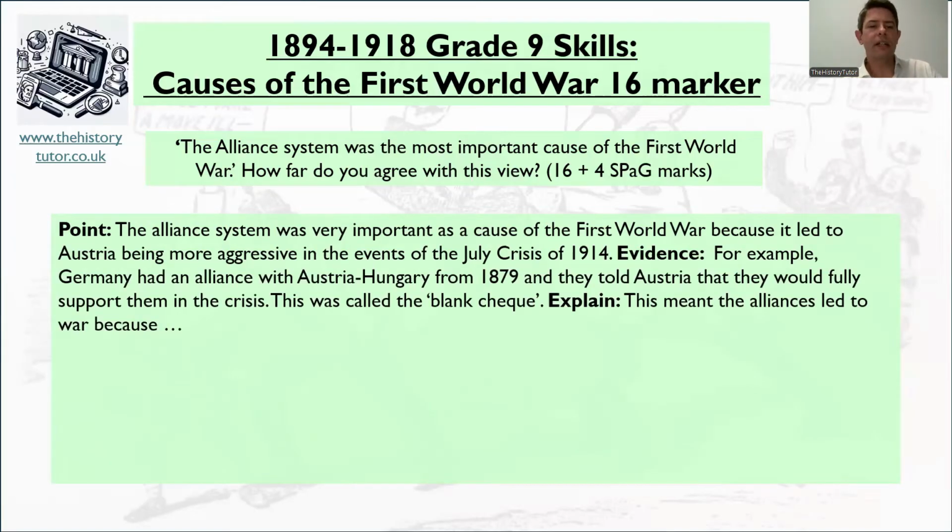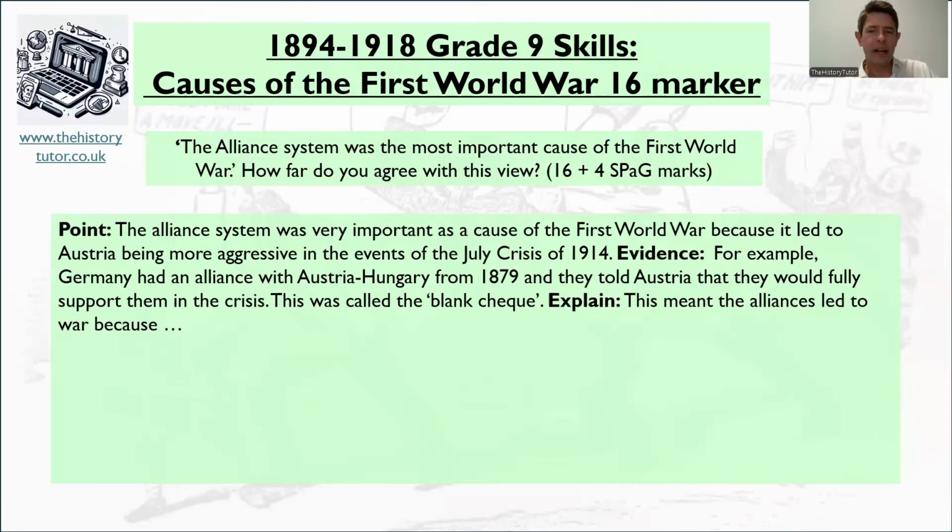For example, Germany had an alliance with Austria-Hungary from 1879, and they told Austria that they would fully support them in the crisis. This was called the blank check. So a blank check is the idea that, here you are, I'm going to give you a check. It's a money thing. You don't really hear about them so much in your age. And so if it's a blank one, then you can fill in whatever amount of money you like. So obviously, Germany is giving Austria full support to do whatever they like. Okay, so the alliance has led to this blank check for Austria to deal with Serbia.